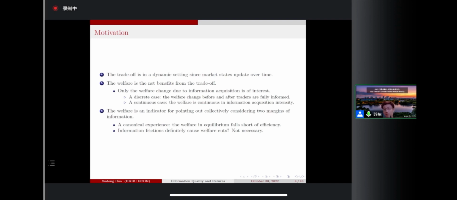In the other case, the continuous case, the asymmetry turns on because some traders are informed and some are uninformed. The welfare function should be continuous in the information acquisition intensity, defined as the proportion of informed traders. The canonical expectation says that welfare is cut because of information disclosure. But this paper finds there's some room for net welfare gains.